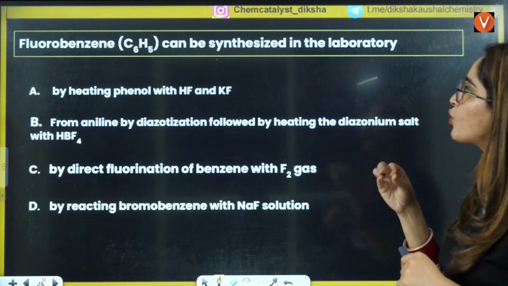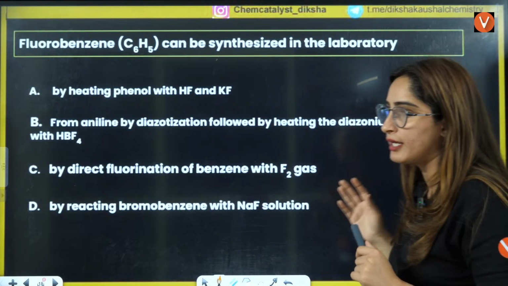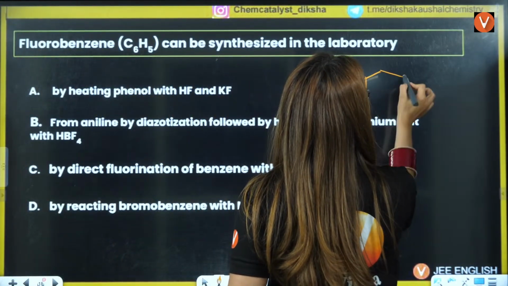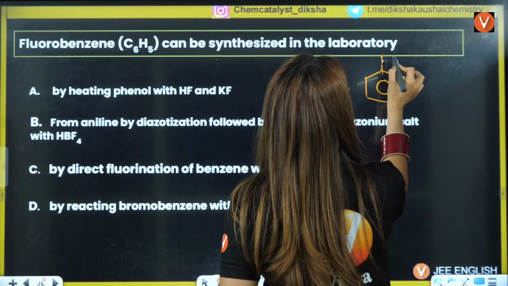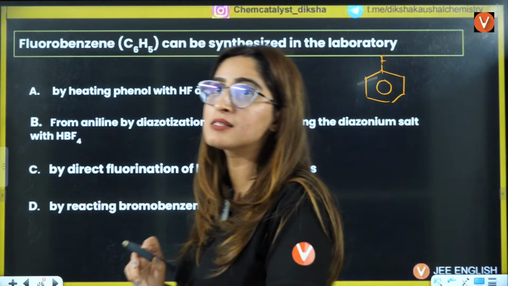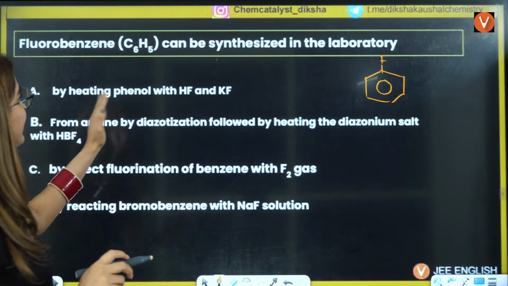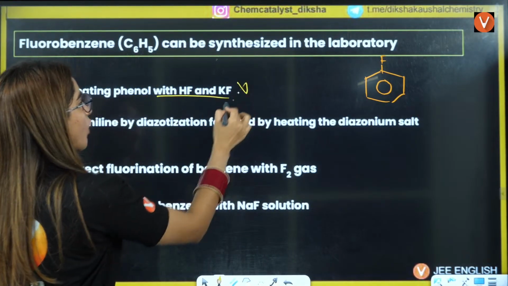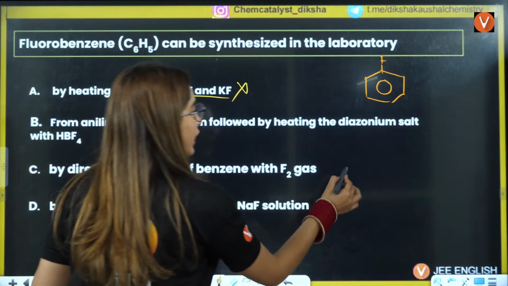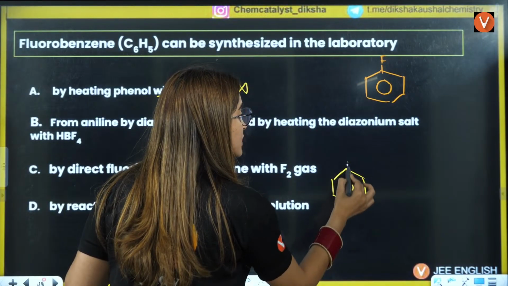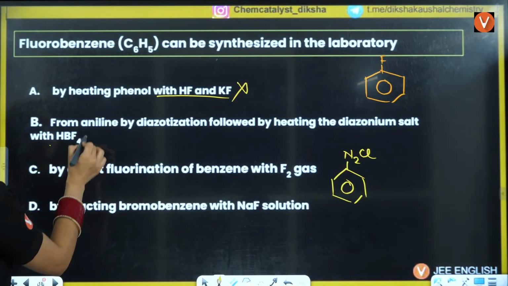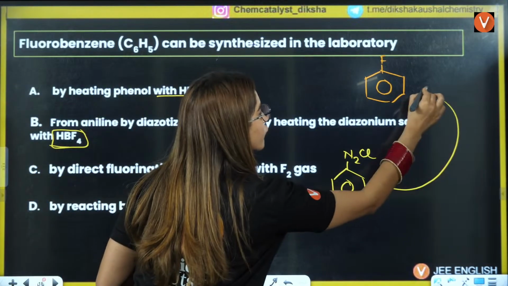Next question is, fluorobenzene can be synthesized in the laboratory by which of the following? Fluorobenzene is this thing. There are so many methods. By heating phenol with HF and KF, definitely not directly, it's not possible. From aniline by diazotization: if you have aniline and you do diazotization, you convert it into N2Cl, followed by heating the diazonium salt with HBF4, definitely you will get fluorobenzene.